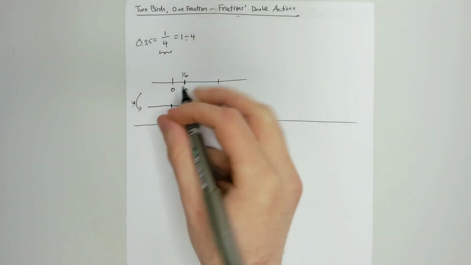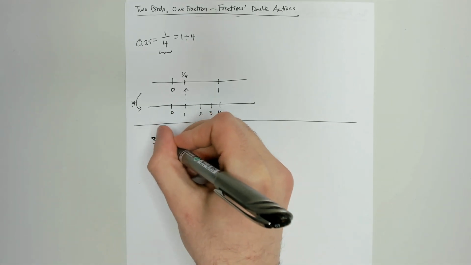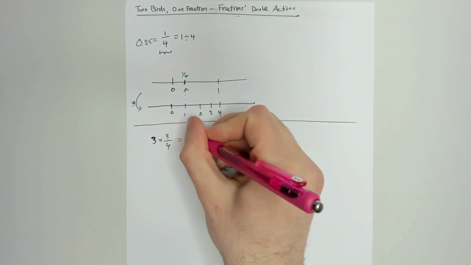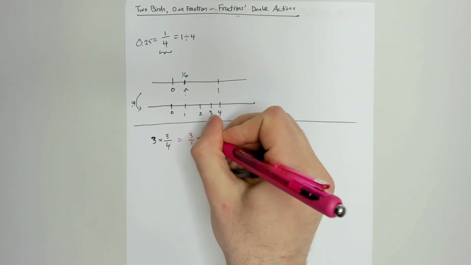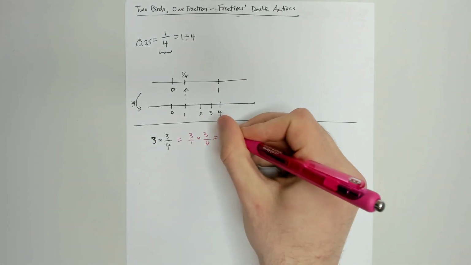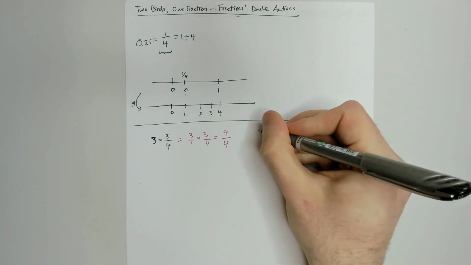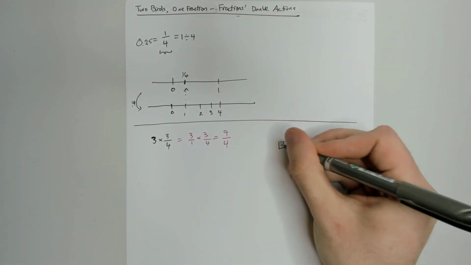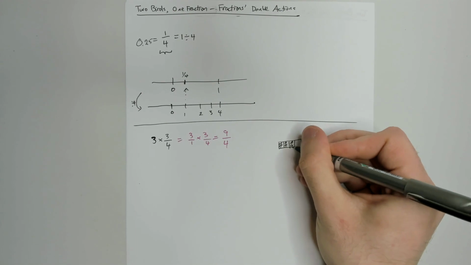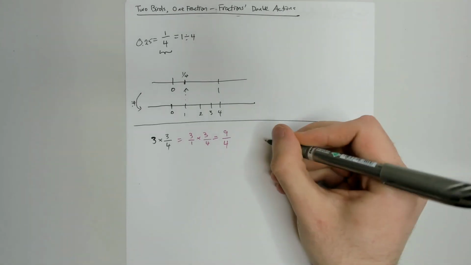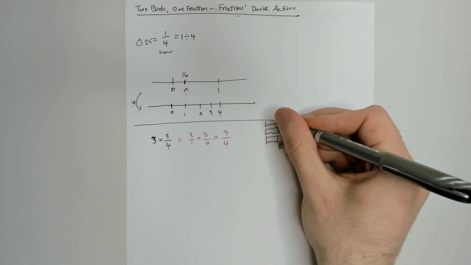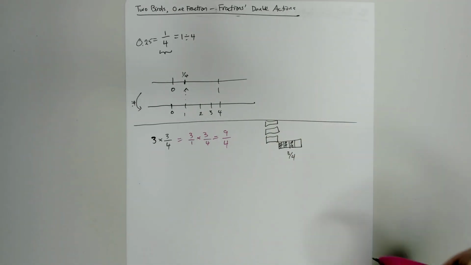So let's say I had something like 3 times 3 quarters. We learned how to do this. All we have to do is say this is the same thing as 3 over 1 times 3 quarters. Then we multiply the numerators and the denominators. And I gave you a visualization for this. If we take one piece and shade in 3 of them, that's our 3 quarters. And then for the 3, we would take 3 distinct pieces. And then we join everything together.